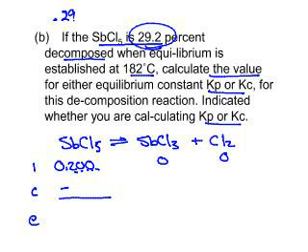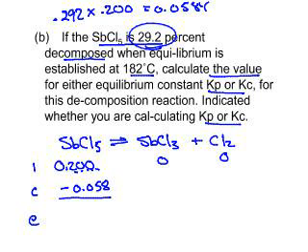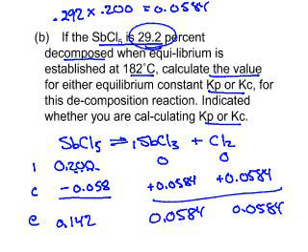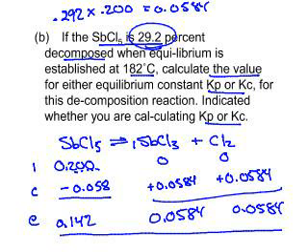So if I take 0.292, that's 29.2 written as a decimal, times 0.2, I'm doing the Kc, of course, 0.292 times 0.2 gives me 0.0584. That means, since this is a 1 right here, this is plus 0.0584, and so plus 0.0584. And of course, 0.2 minus 0.0584 gives me 0.142.